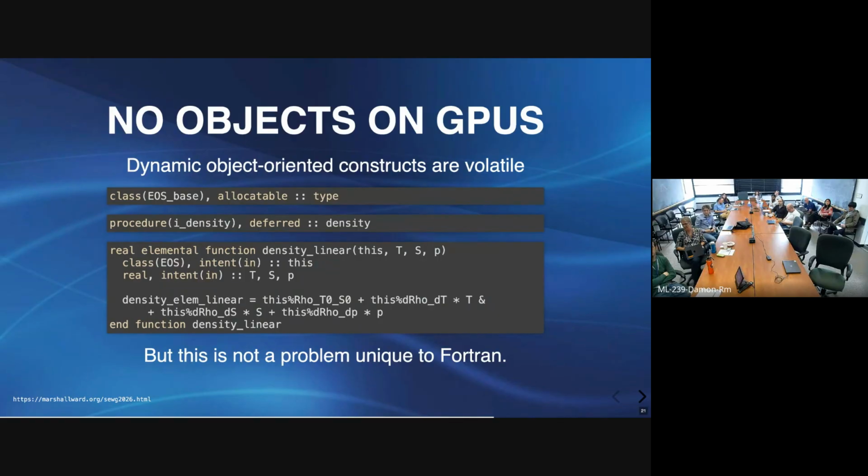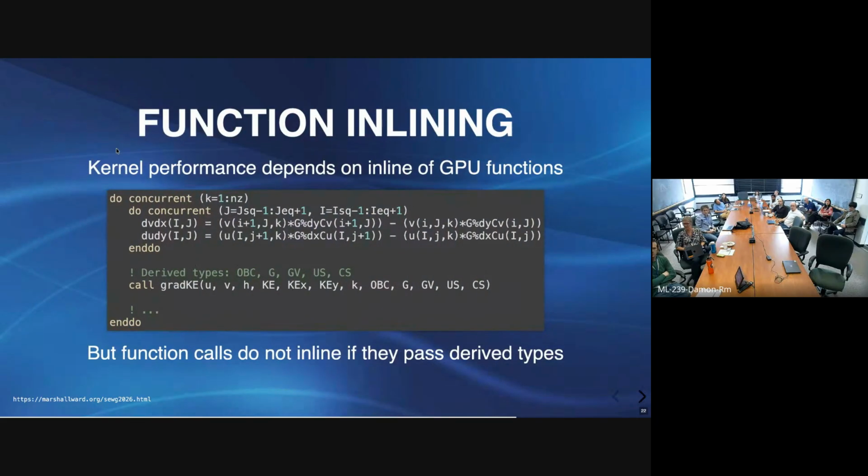This is just GPUs have not thought about supporting, handling things like vtables on the device. You have to kind of find other ways to avoid referencing any kind of complex object like derived type. And finally, we have an issue with function inlining. If our function calls contain derived types, they won't inline.